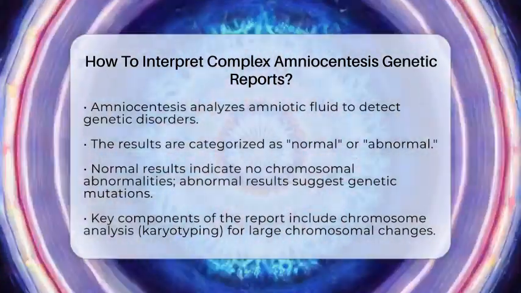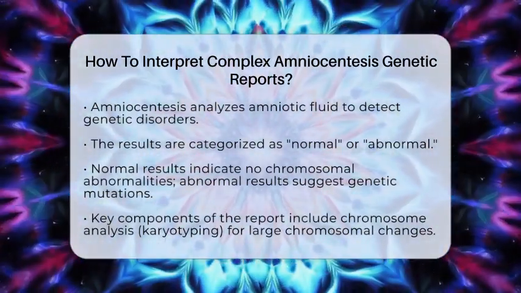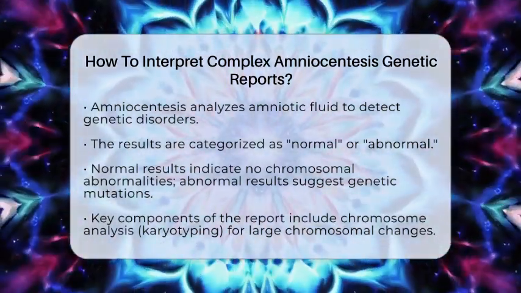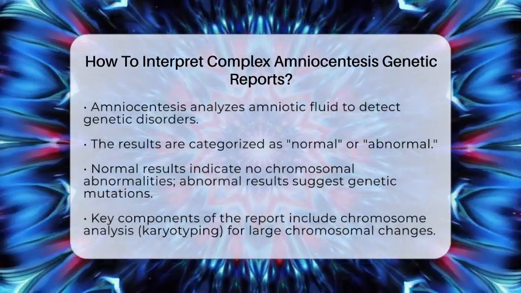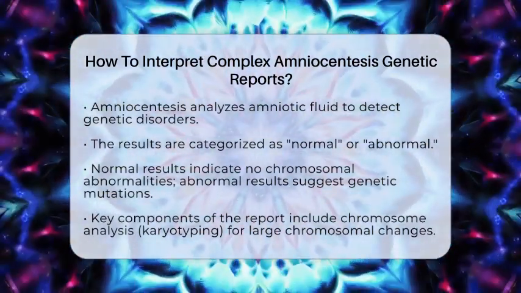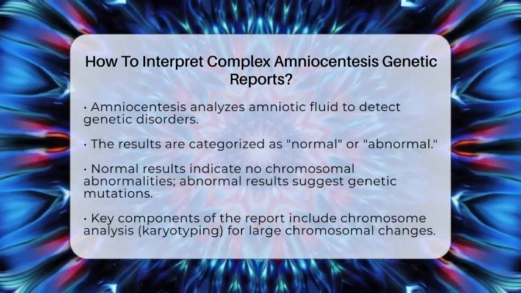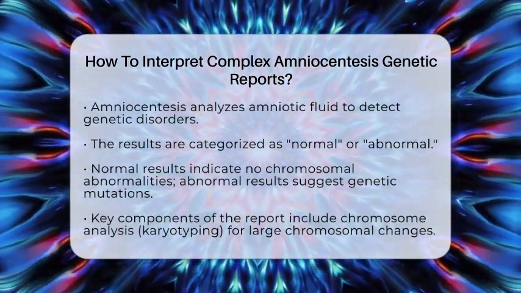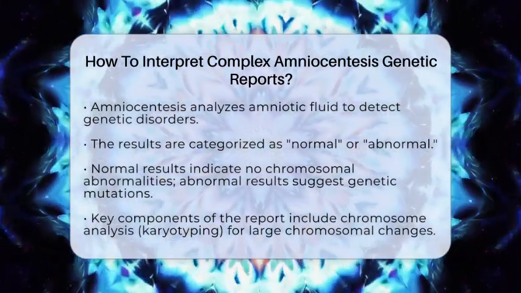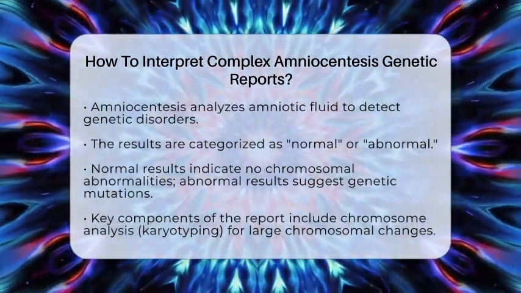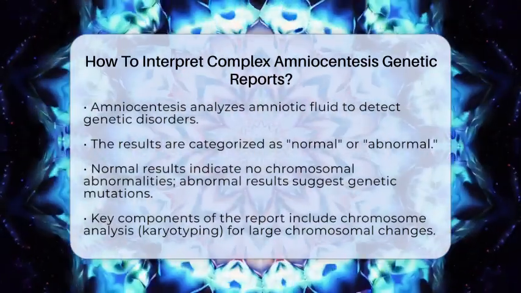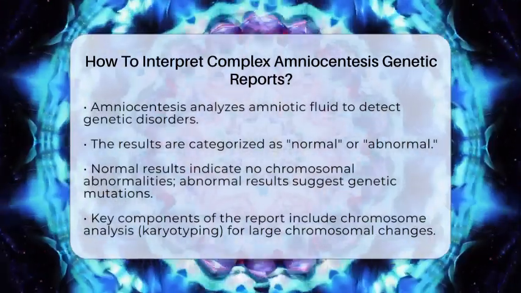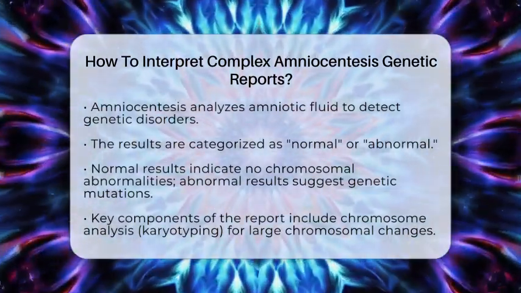Amniocentesis is a procedure that analyzes a sample of amniotic fluid. This fluid contains fetal cells and is used to detect chromosomal abnormalities and specific genetic disorders. The results can be categorized as either normal or abnormal. A normal result means that no chromosomal abnormalities or specific genetic conditions were detected. On the other hand, an abnormal result indicates a chromosomal change or genetic mutation, such as trisomy 21, which is also known as Down syndrome.